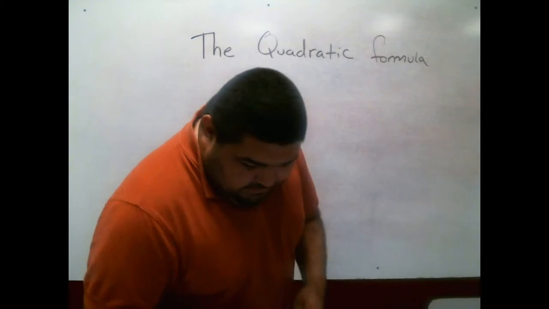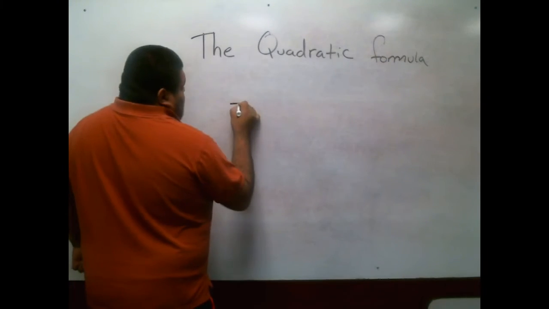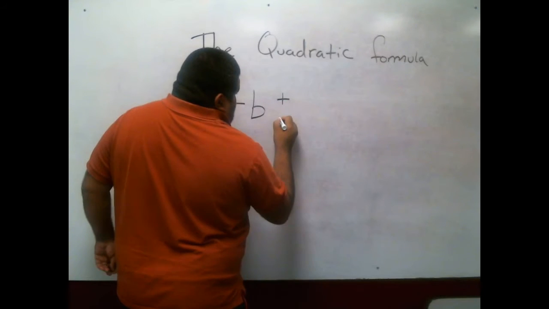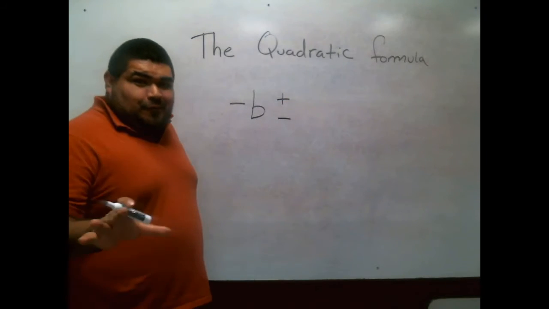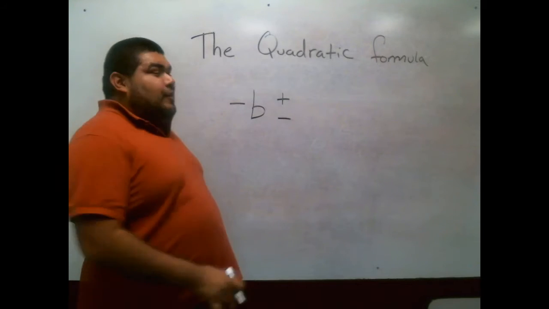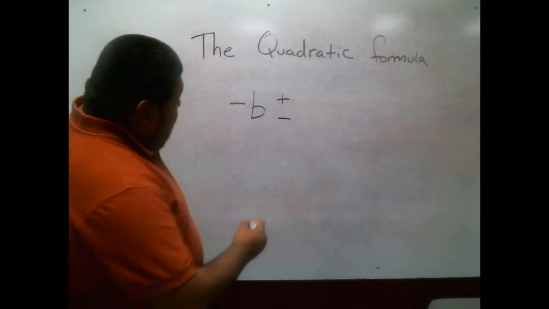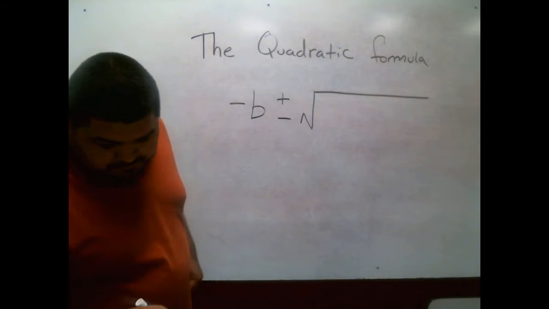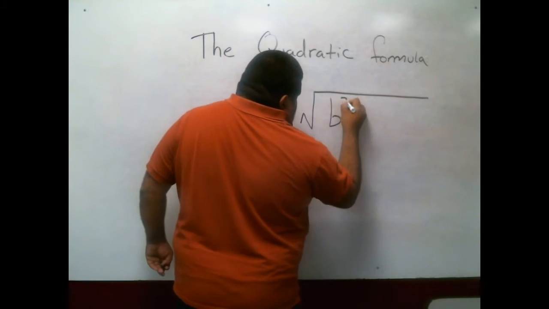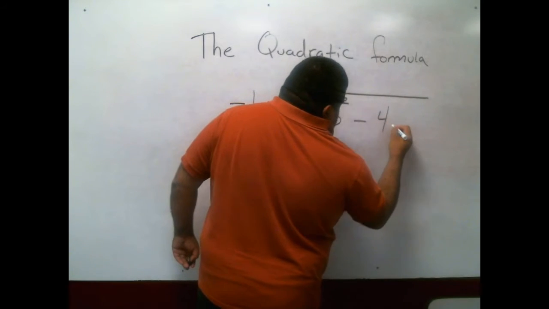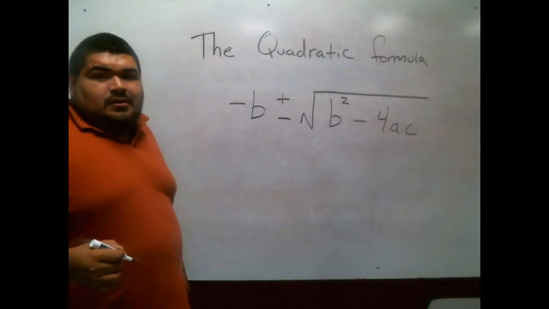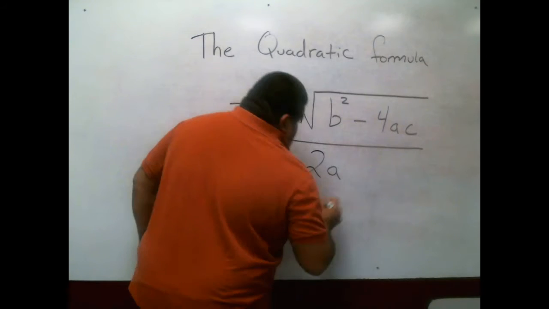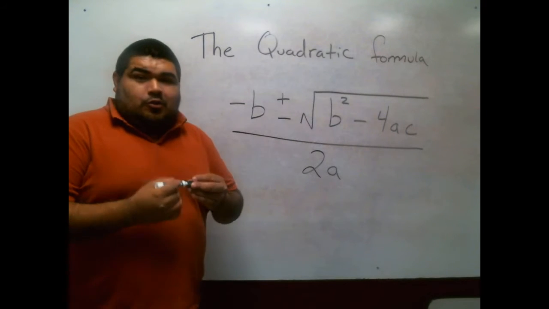The formula for today is negative b plus and minus. It's probably confusing already. Plus and minus. Don't worry about it yet. For now, just write it down. Plus and minus the radical of b squared minus 4ac, all of it over 2a.